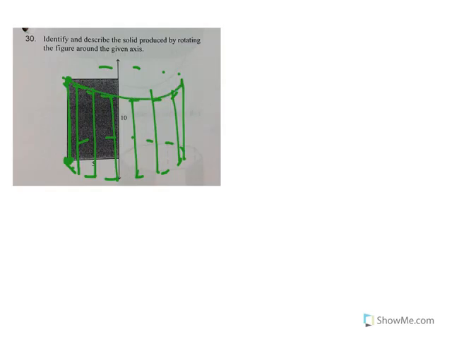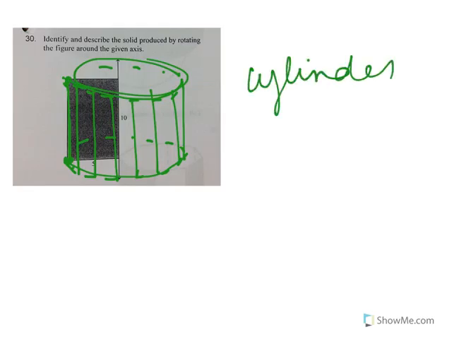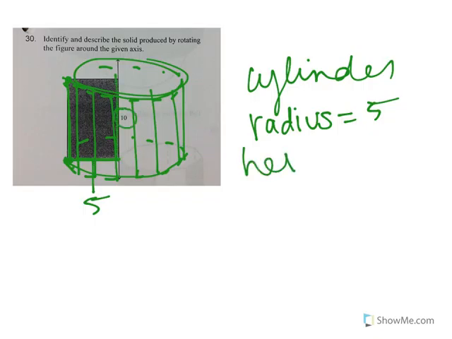If you have this little line and we map everywhere it goes around this figure, you have to think to yourself, what does that look like? Well, to me, it looks like a cylinder. So this is a cylinder, and if you take a look at the bottom, the radius of the cylinder is going to be 5. And then if you want to know what the height of your cylinder is going to be, that's going to be 10. And that's it for 21 through 30.